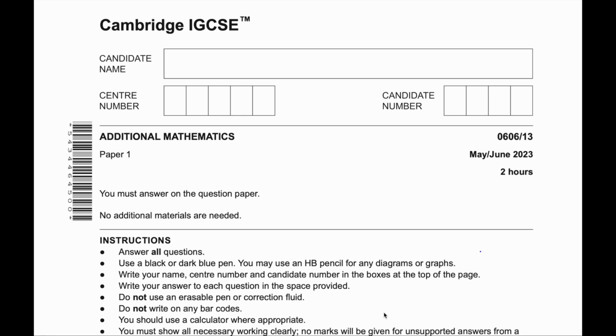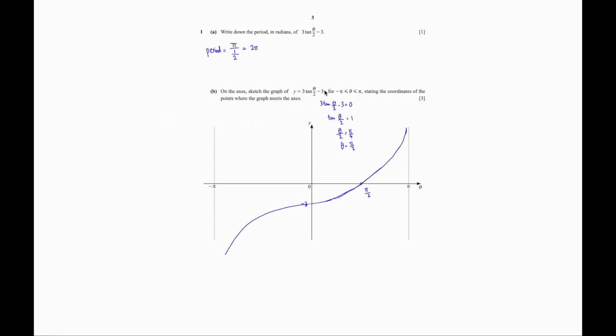Today the paper that I've selected to go through with you guys is Paper 1 for AdMath from May-June 2023. So without any further ado, let's go ahead and take a look at question number 1.